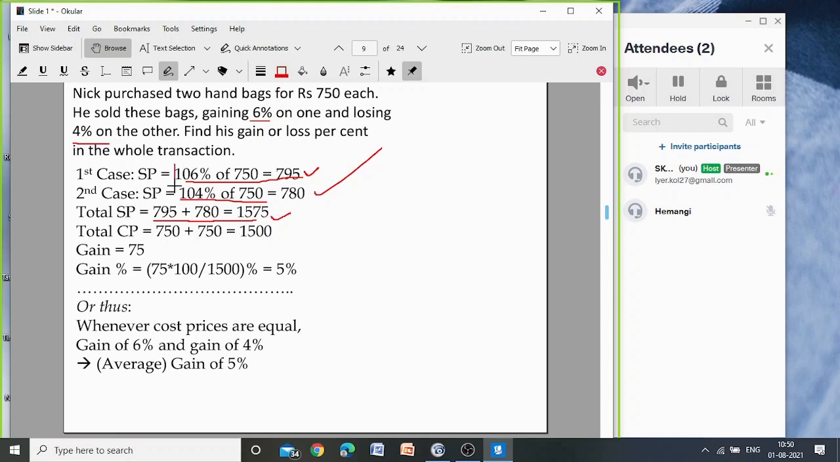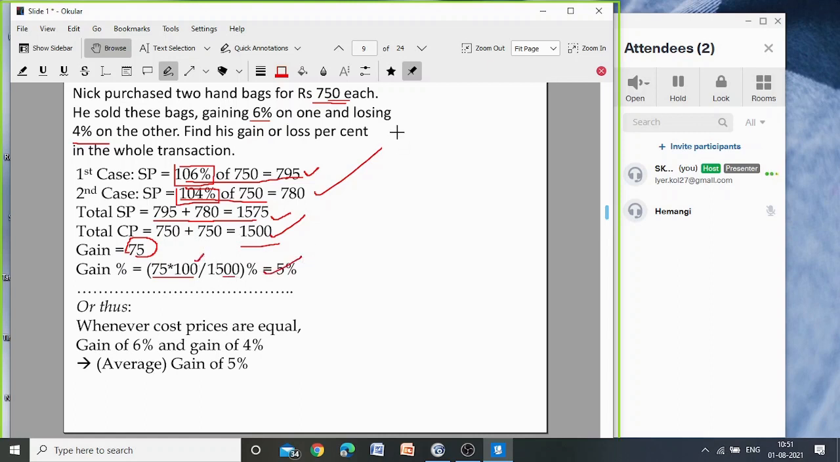First we calculated 106%, the 6% gain. Second we calculated 104%, the 4% gain. So in total we got the selling price. Total cost price, 750 plus 750, 1500. So total selling price 1575, total cost price 1500. So subtract, you will get 75. So 75 out of cost price 1500, multiply by 100 for percentage and you will get 5%.